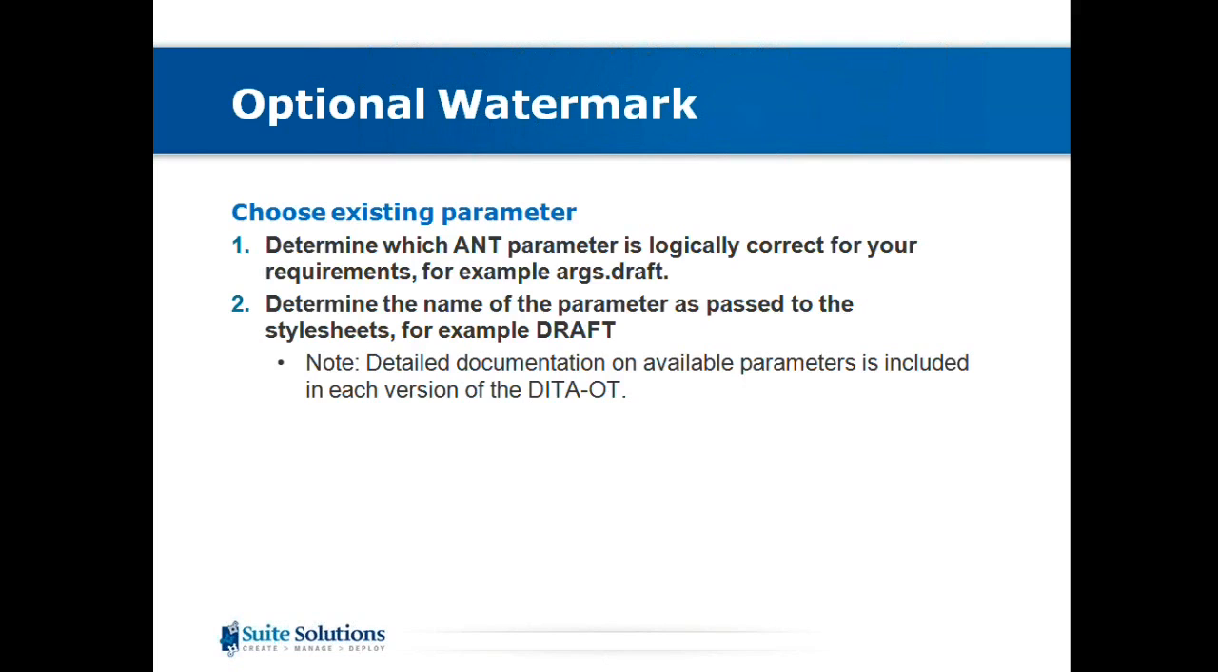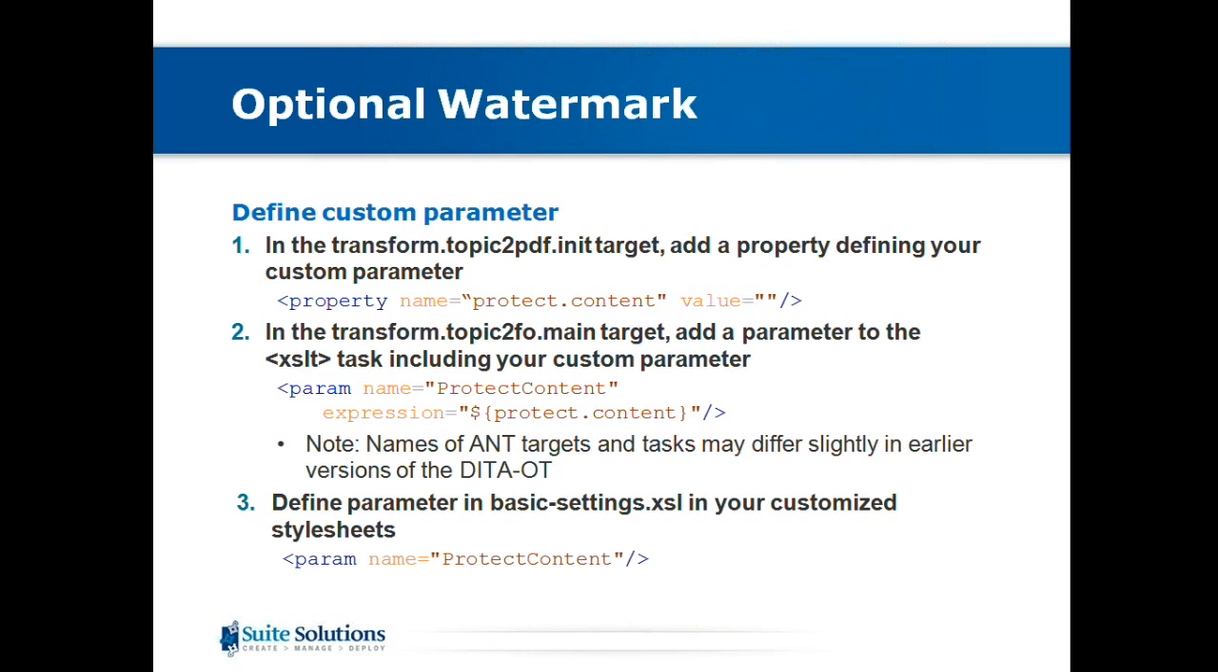If none of the existing parameters work for you, then you can also define a custom parameter. For example, you want a watermark that's based on whether this is protected content or not. So how would you do that? In the transform topic to PDF init target, you need to add a property defining your custom parameter. Property name equals protect content. Don't give it a value because the value will be passed in from when calling the DITA OT.